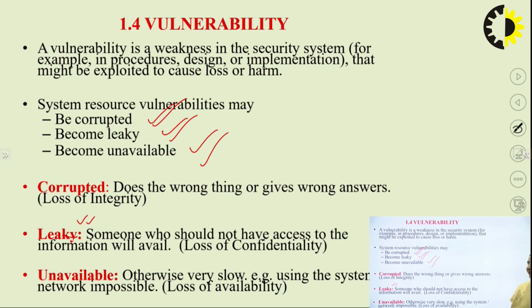Now, what is unavailable? It is very much clear from the word itself. Otherwise very slow, or using the system or network becomes impossible. As I told you, whenever we want to fetch the information, it should be readily available to us. If it is there but we are not able to fetch it whenever we want it, it will be of no use. So if there is unavailability in the system, it is definitely going to lead to loss of the availability factor from the CIA model, and we always want the information to be readily available whenever we want to fetch it from the system.